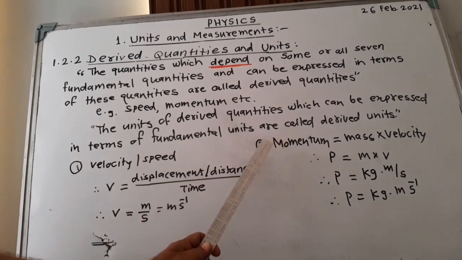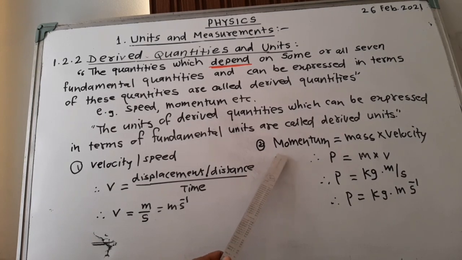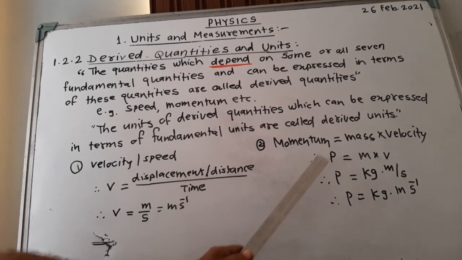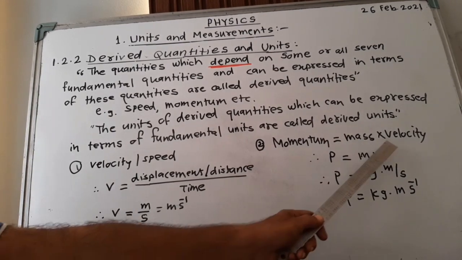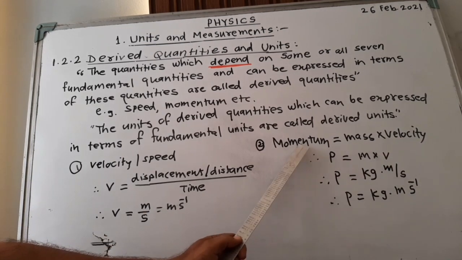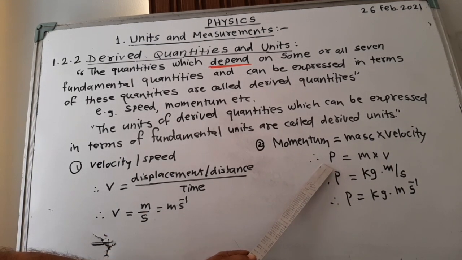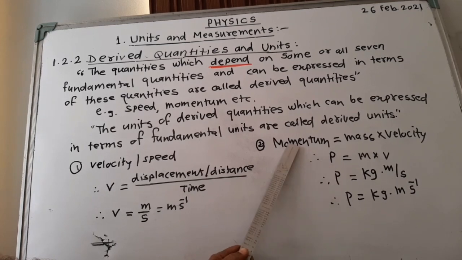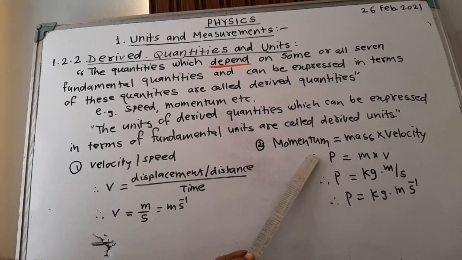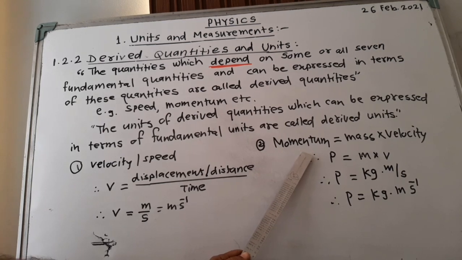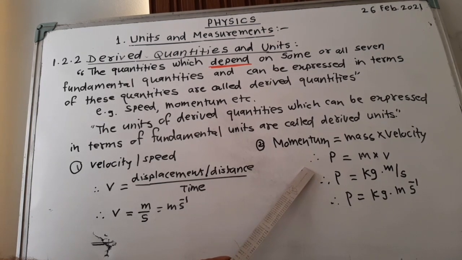Now let us consider the second derived quantity, say momentum. Momentum is the product of mass and velocity. Momentum is represented by letter P. In 11th standard, you are only considering the linear momentum, which is expressed as P. And in 12th standard, you are considering angular momentum also, which is written by letter L.